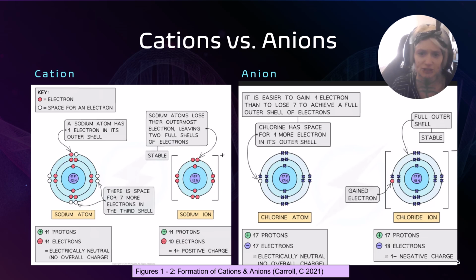Cations are positively charged ions which are formed when an atom loses electrons, meaning they have more protons than electrons. Anions are negatively charged ions and are formed when an atom gains electrons, meaning they have more electrons than protons. All metals lose electrons to other atoms to become positively charged, whereas all non-metals gain electrons from other atoms to become negatively charged.